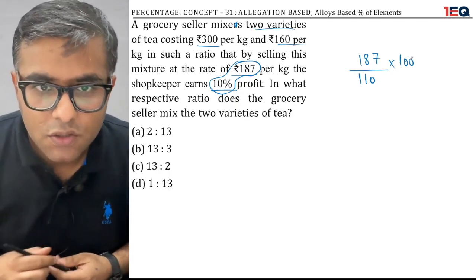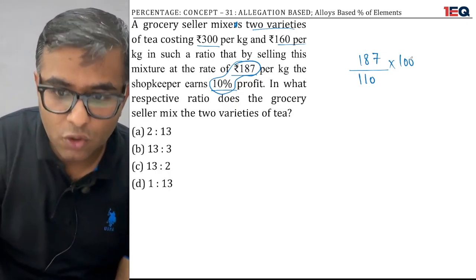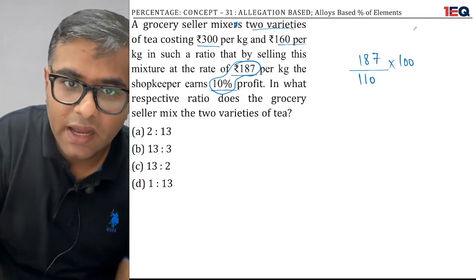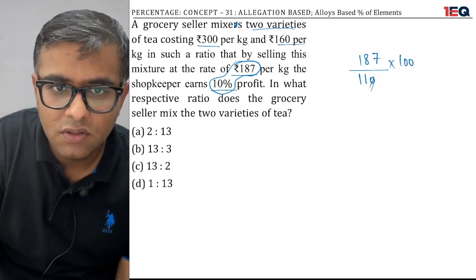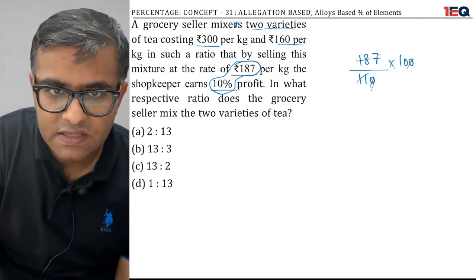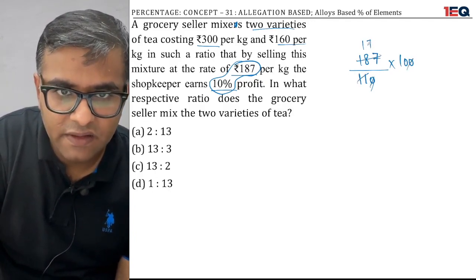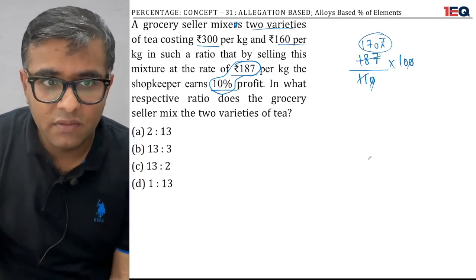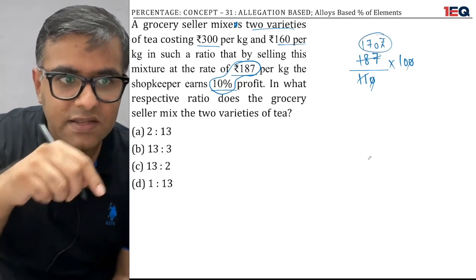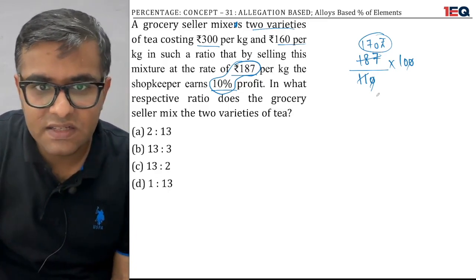So I need to bring it to a point where I can get the original value without any profit involved. So I'm going to cancel these two. 11 ones are 11, 11 ones are 11, 11 sevens are 77. So 170 rupees is the cost of the mixture when it is done between 300 rupees and 160 rupees.